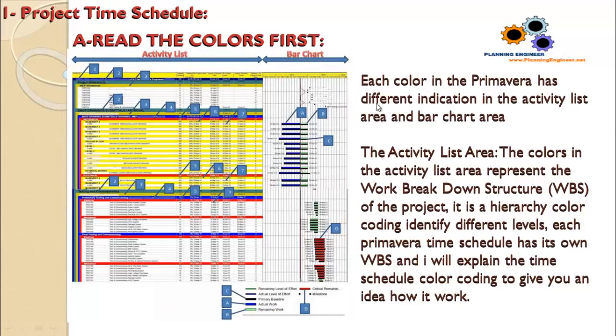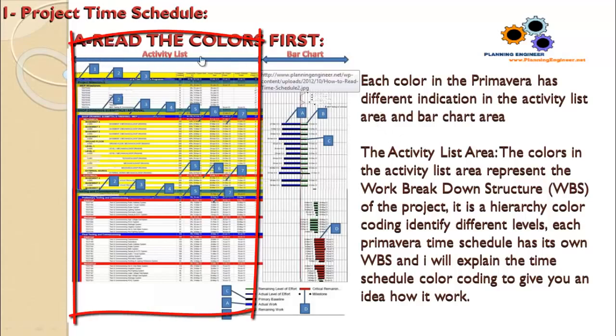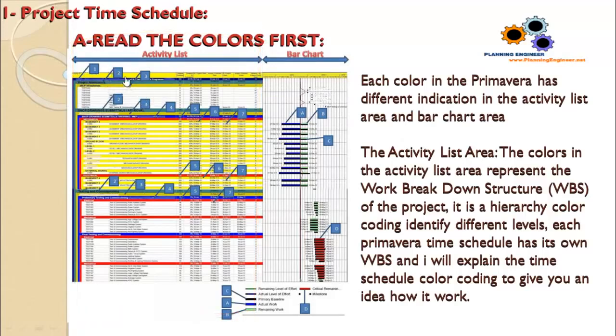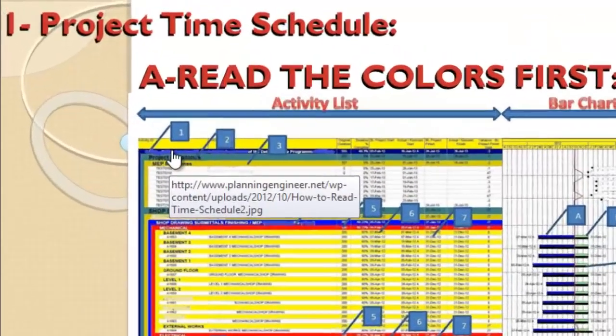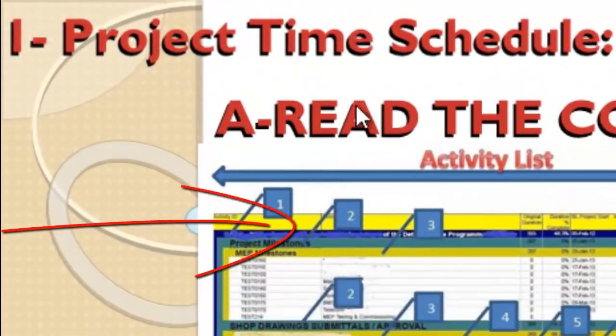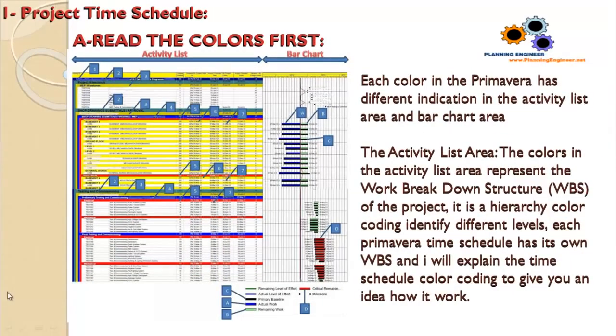Each color in Primavera has a different indication in the activity list area. This is the activity list area. We have colors here. I named each color, I put a number for each color, and I'll explain to you what this number means. The colors in the activity list area represent the work breakdown structure, WBS, of the project. It means the first color, which I named 1, is the first WBS. Number 2, second WBS. Number 3, third WBS, and so on.